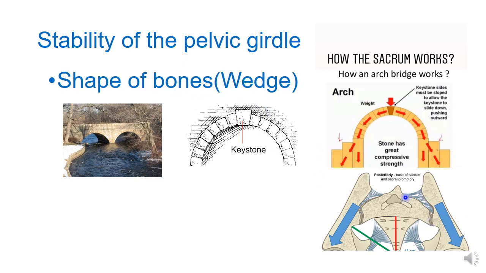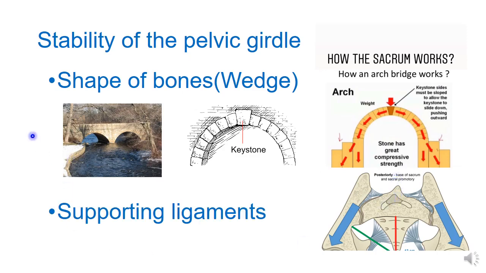To prevent the sacrum from falling apart from this position, we have the wedge shape of the sacrum, so the posterior part of the sacrum is wider than the anterior part to prevent the sacrum from falling, and we have these suspensory ligaments, mainly the posterior ligaments, which are supporting the sacrum, holding the sacrum to the iliac crest posteriorly and to the spine.